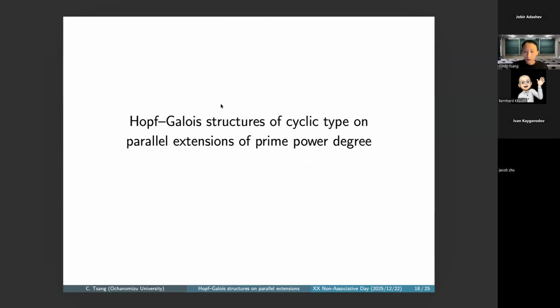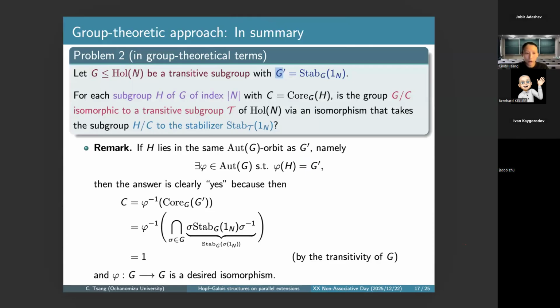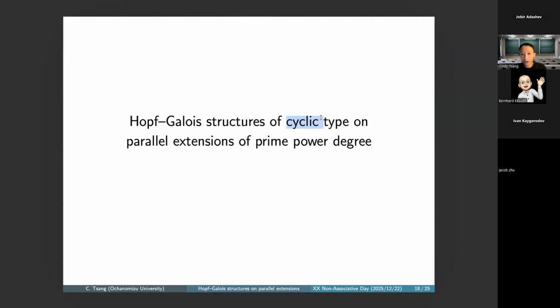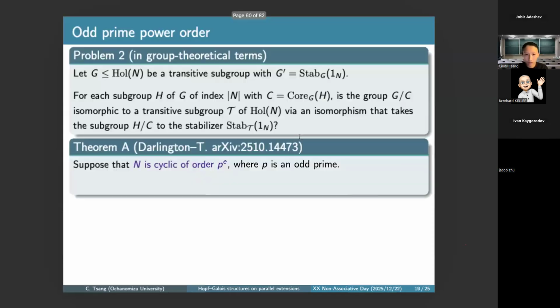So finally, let me introduce the results that we were able to obtain in our paper. What I've explained so far works for any type n that we can fix in advance. In our paper, we fixed the type to be cyclic, which seems to be the most natural place to start. And we restrict the order of the cyclic group, which is also the degree of the extension, to be a prime power. So in this case, we were able to completely answer this problem too. If n is cyclic of prime power order, then we know exactly when the answer is yes.